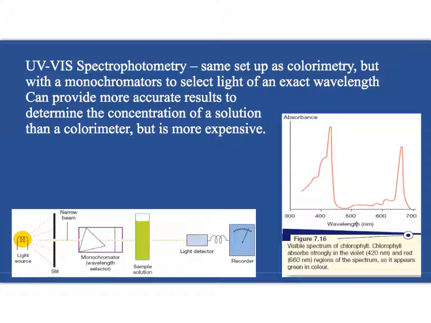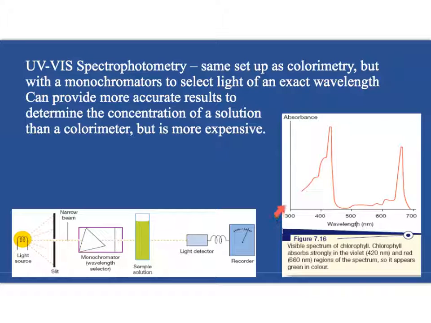For UV Vis, the only thing that's different is, if you can see here, you've got your light source, you've got your slit, and then you have something called a monochromator, which basically lets you select light of an exact wavelength. So you can be really, really specific, which then is absorbed into your solution. Then you get your detector and your recorder. So it's very much the same. The only thing that's different is they've added this extra step, which means that you have a bit more control and a bit more accuracy. So it can provide accurate results, but it is more expensive, unfortunately.